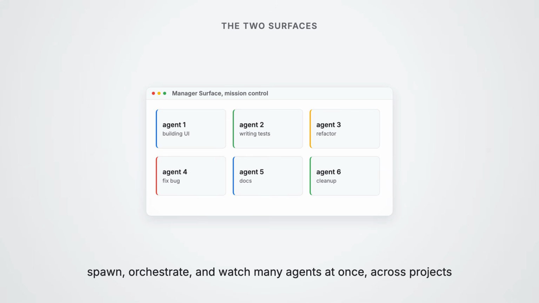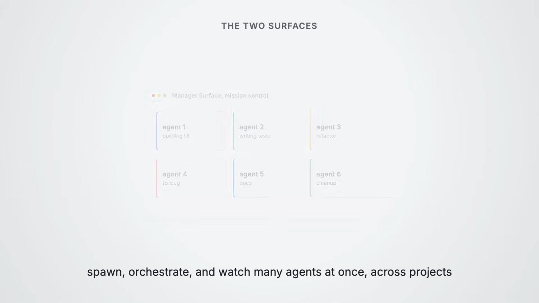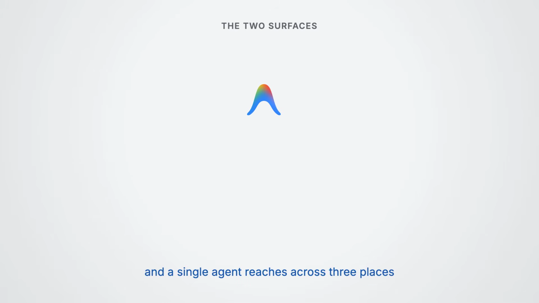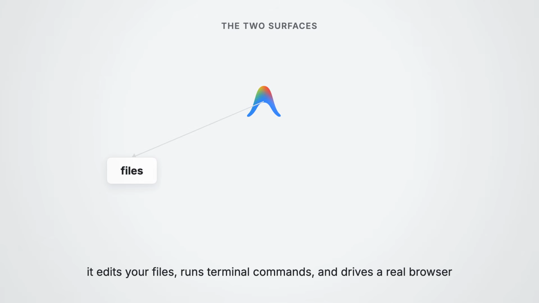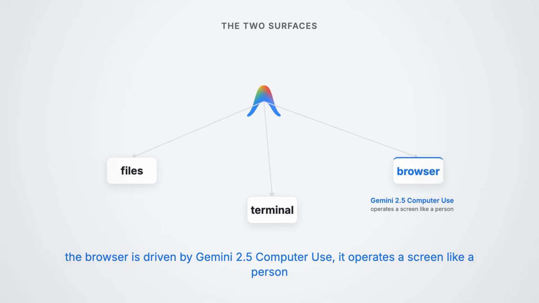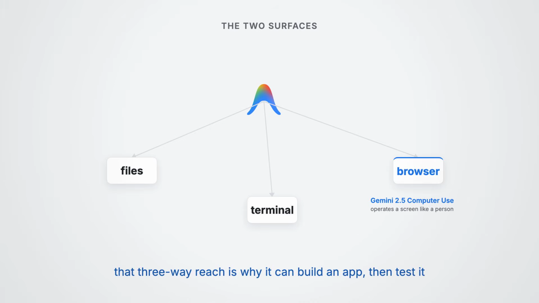And the agents do not just chat and emit code. A single agent reaches across 3 places. It edits your files, runs commands in the terminal, and drives a real web browser. That browser control comes from a dedicated model, Gemini 2.5 Computer Use, trained to operate a screen the way a person does. That 3-way reach is why it can build an app and then test it.